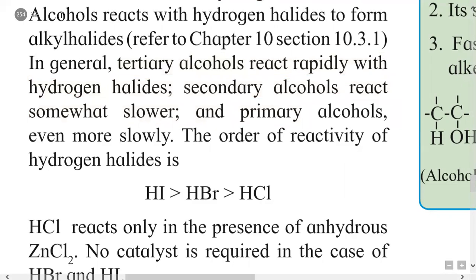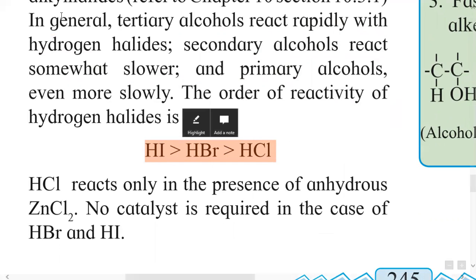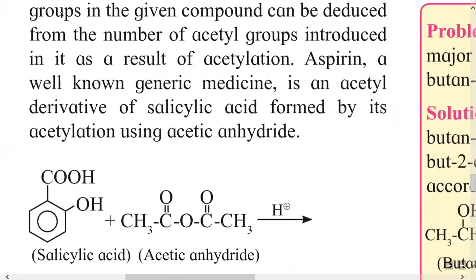So order of reactivity of alcohols with hydrogen halide is tertiary alcohol is greater than secondary alcohol is greater than primary alcohol. And if you study the order of reactivity of this hydrogen halide with alcohol, then hydrogen iodide reacts faster than HBr than HCl. So order of reactivity of hydrogen halide is HI greater than HBr greater than HCl.